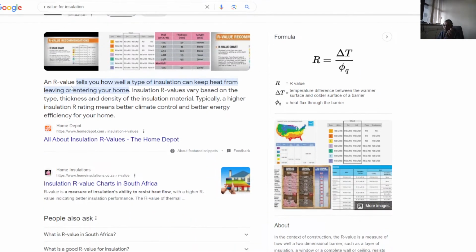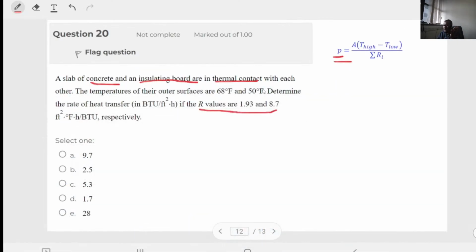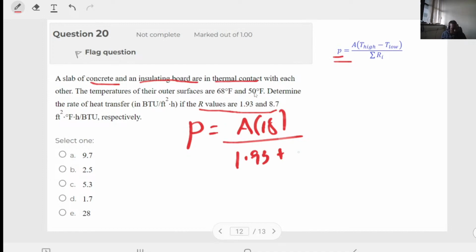An R value tells you how well a type of insulation can keep heat from leaving or entering your home. Basically, this is what the expression looks like. You have two R values for it. If you use this one, therefore that rate P must be equal to the area A times 18, the difference between 68 and 50, divided by 1.93 plus 8.7, the given ones.